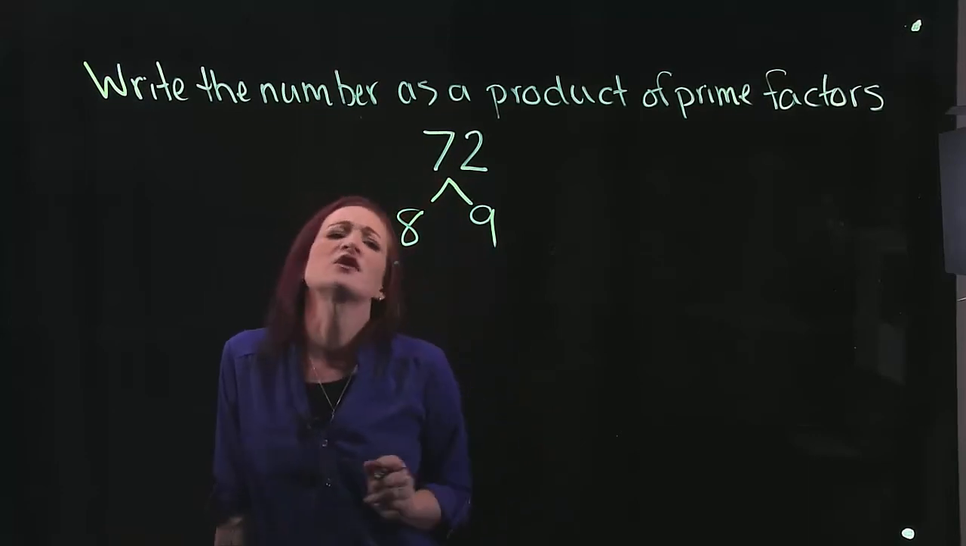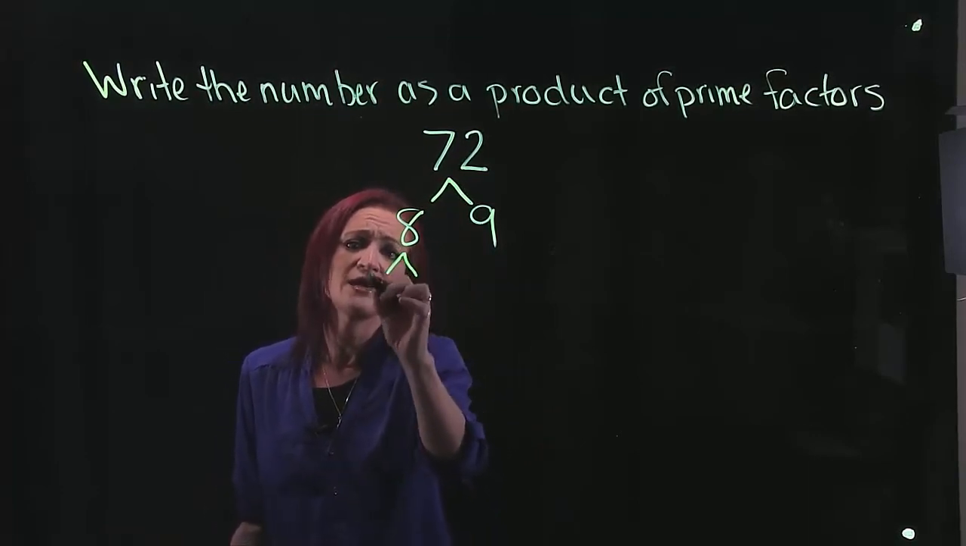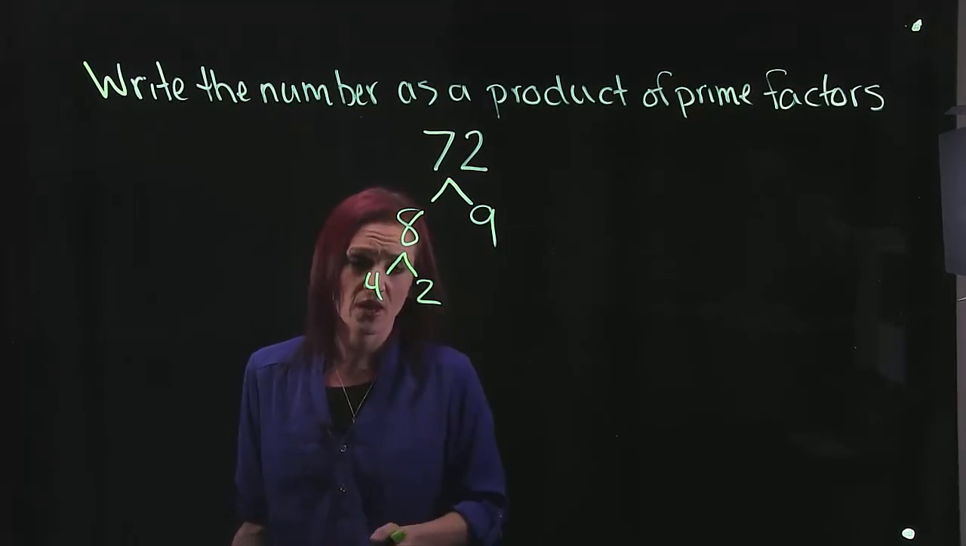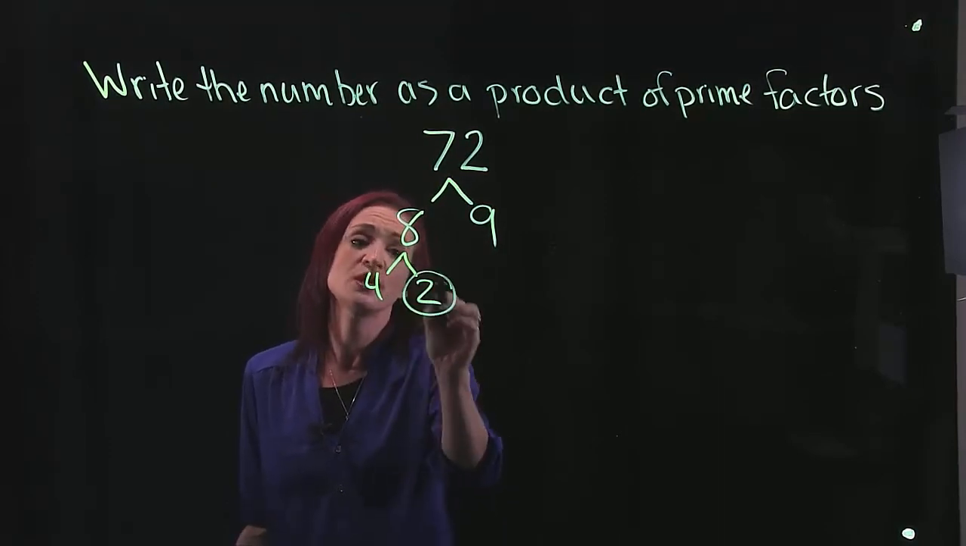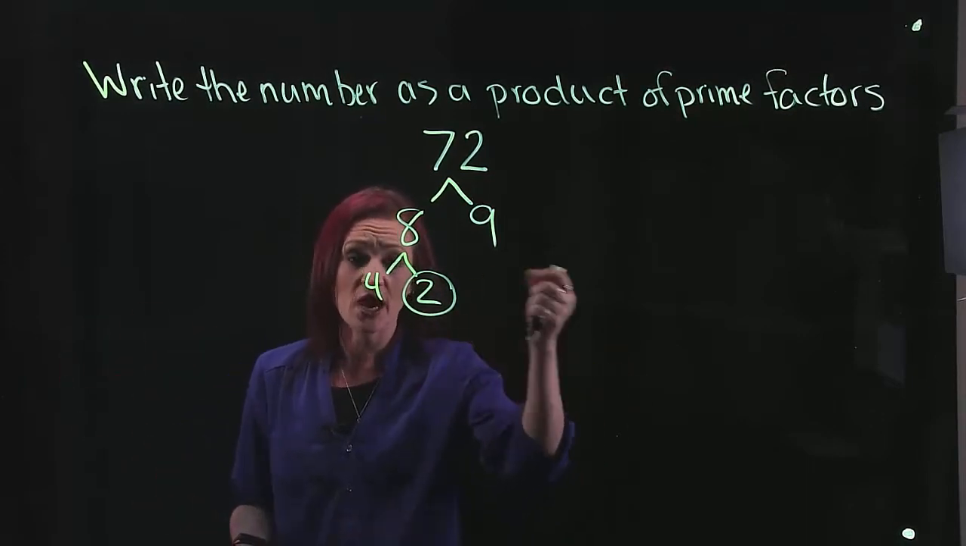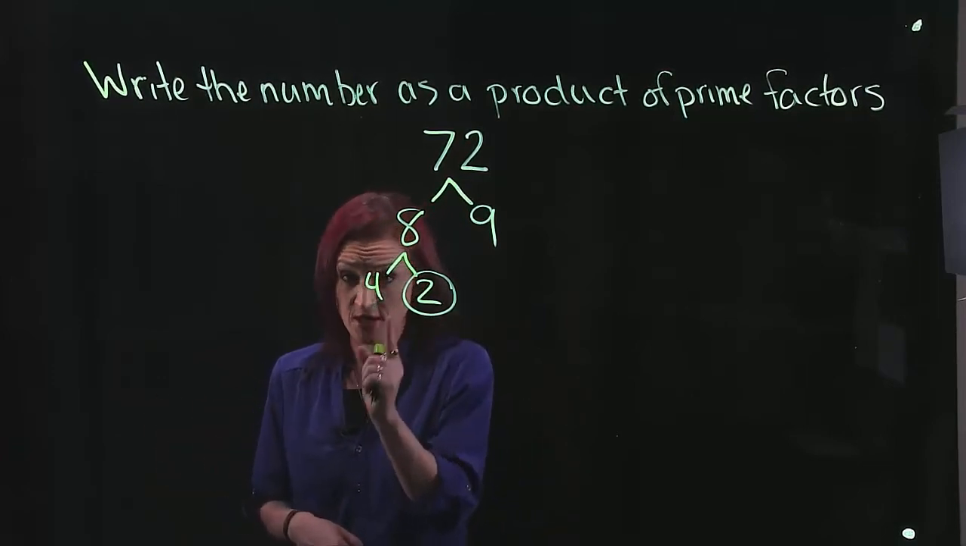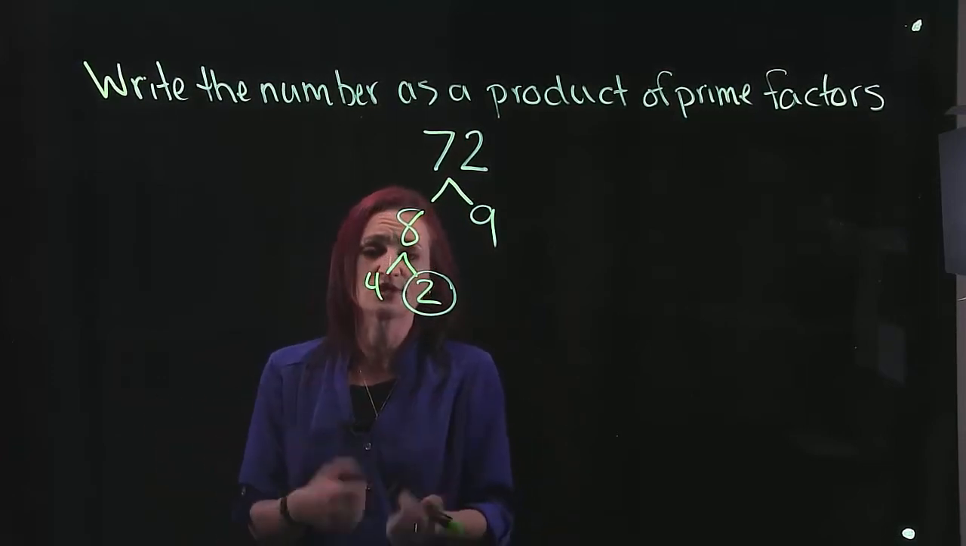Now, if I'm taking a look at the number 8, I definitely know that 8 could be broken up even further. 8 is 4 times 2. Now, 2 is a prime number. 2 cannot get broken down any further. We never want to use the combination of 2 times 1, 4 times 1, or anything like that. We don't use combinations that include 1. Okay, so we're done with 2.